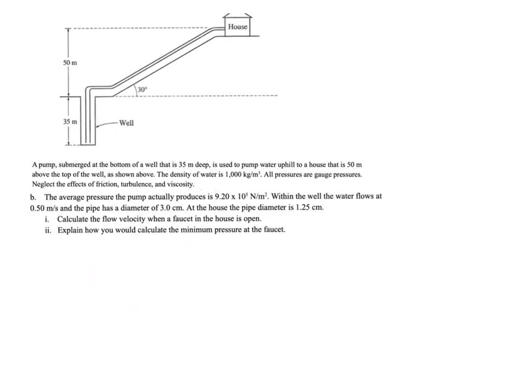All right, so here we have the second part. It says the average pressure the pump actually produces is 9.2 times 10 to the 5th pascals. Within the well, the water flows at 0.5 meters per second, and the pipe has a diameter of 3 centimeters. At the house, the pipe diameter is 1.25 centimeters. Calculate the flow velocity when a faucet in the house is open.